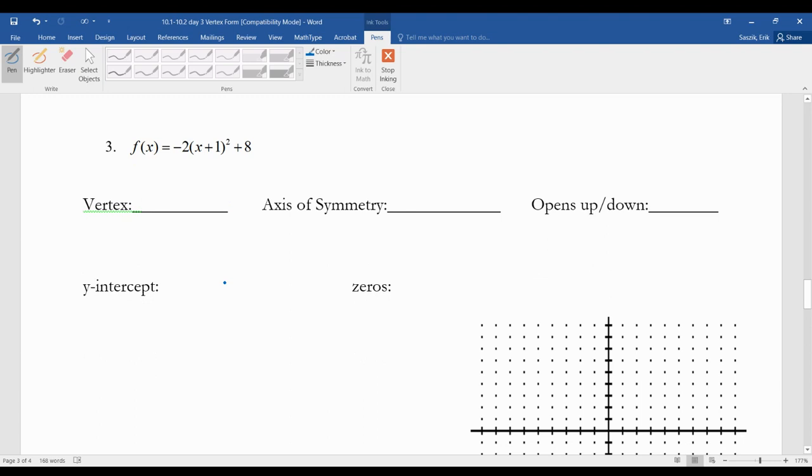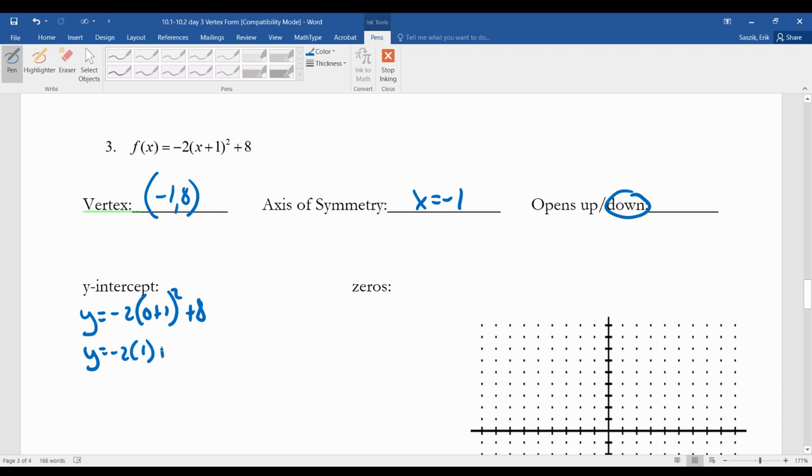So the vertex again is negative 1 comma 8, because that's going to make this come out to 0. And that's the y value. Axis of symmetry is x equals negative 1. This is going to open down because of that negative 2. The y-intercept, remember, we want to replace the x with 0. 0 plus 1 is 1. 1 squared is still 1. So we have a negative 2 plus 8, which is 6. So my y-intercept is 0 comma 6.